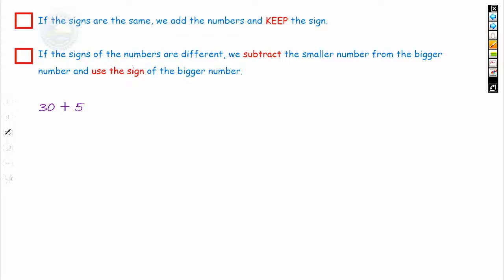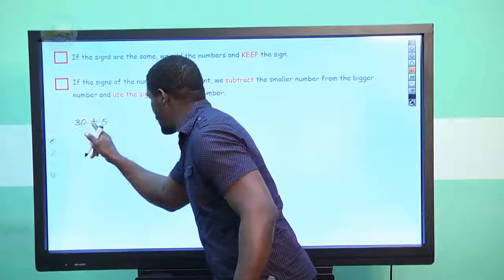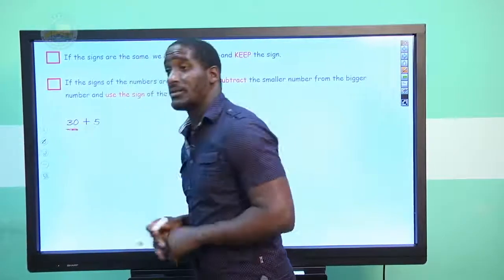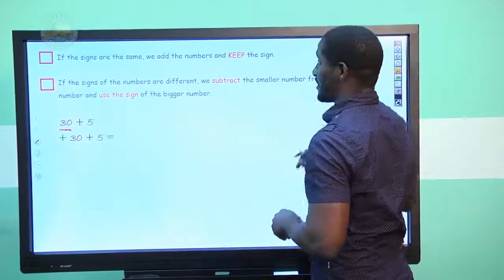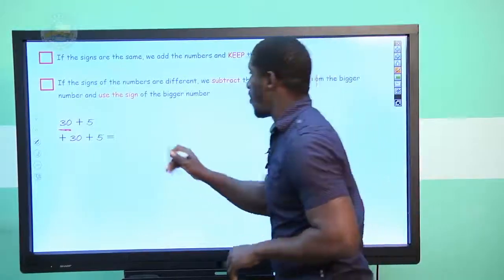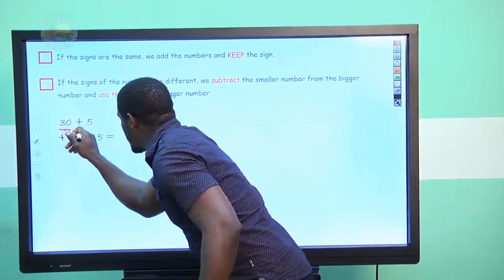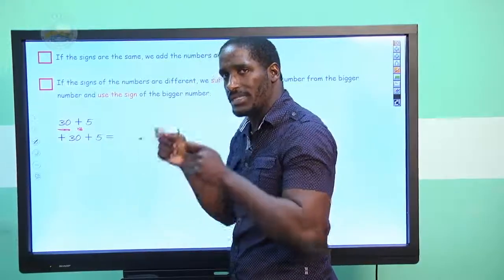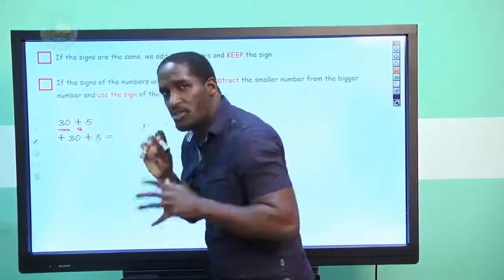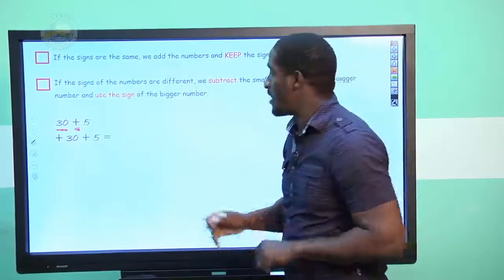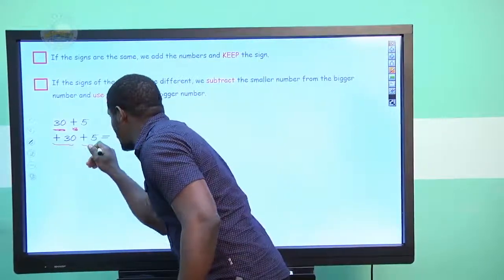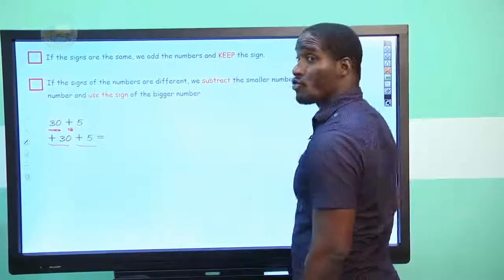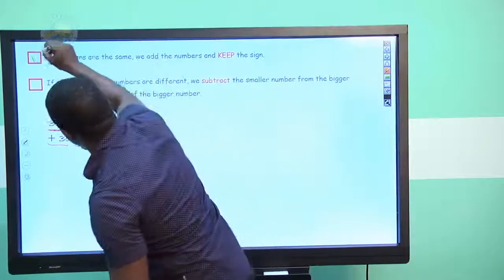Now again, recall that in this 30 plus 5, the 30 here is positive 30. So it's positive 30 plus 5. Again, the operation in the middle of the numbers indicates the sign of the digit that comes after it. So this here is positive 30, positive 5. The signs on our numbers are the same. So which of these rules are we going to use? We are going to use this rule.